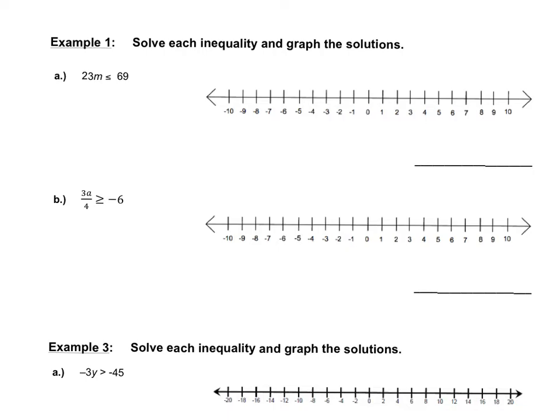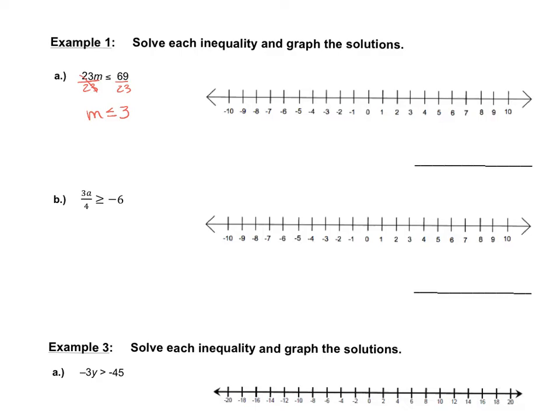So example 1a, 23m is less than or equal to 69. This is exactly like an equation. We're isolating m, so it has multiplication of 23. We're going to divide both sides by 23, and m is going to be less than or equal to 3. And we did not multiply or divide both sides by a negative, so I kept the inequality sign the same direction.